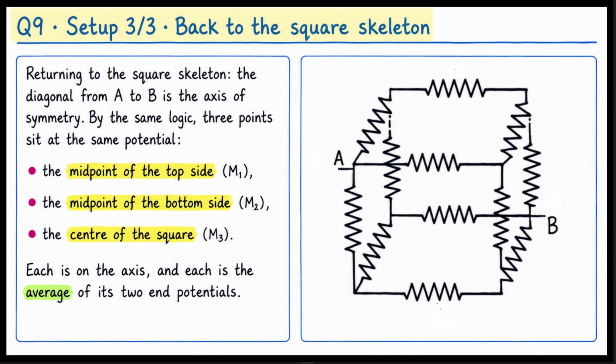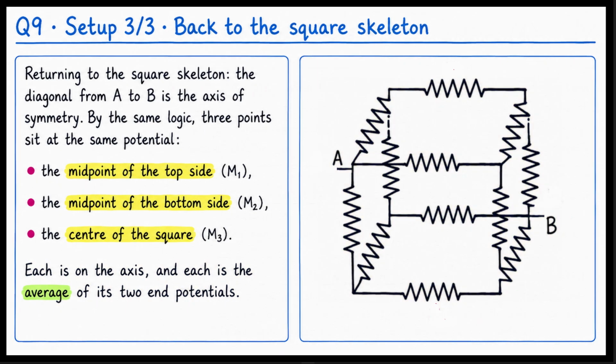Returning to the square skeleton from the original question, the diagonal from A to B is the axis of symmetry. By the same logic we just applied to the rectangular grid, 3 points in the square sit at the same potential. The midpoint of the top side, which we call M1, the midpoint of the bottom side, M2, and the center of the square, M3. Each of these lies on the diagonal axis, and each is the average of its 2 end potentials. The original diagram is shown again, so you can see how the points map onto the square.